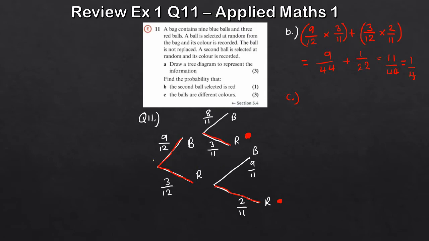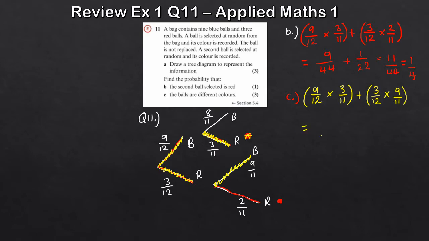So, for example, if we start with a blue one, and then we get a red, I'd have to go down this one. So we need that one there. If we write that down, that's 9 over 12 times 3 over 11 again. Again, we're going to add on because we can also consider getting a red one and then getting blue. So we can go down here for red, and then to get a different one, this would have to be blue. So that's 3 over 12 times 9 over 11.